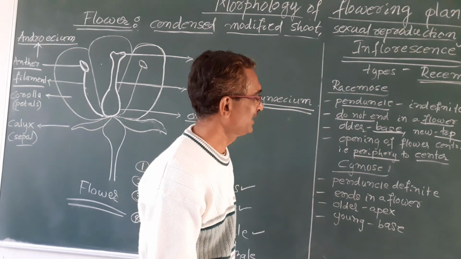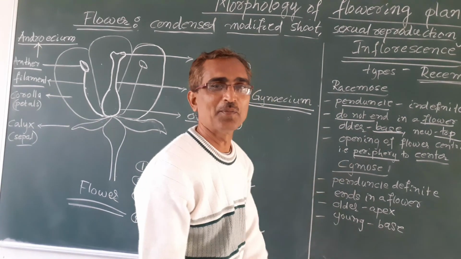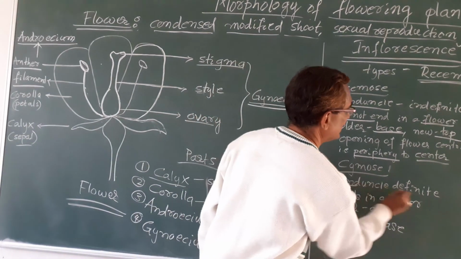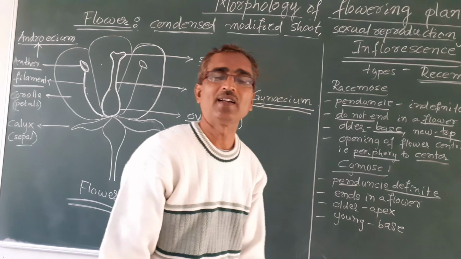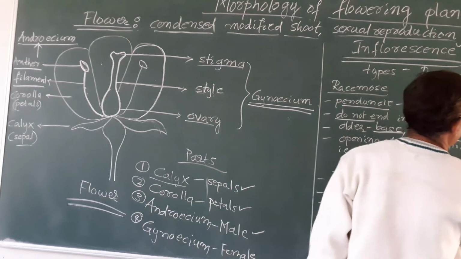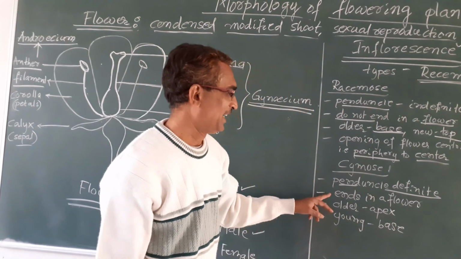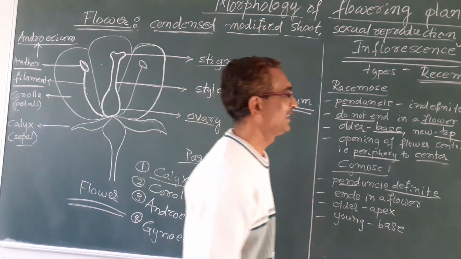And the next one is the cymose type of inflorescence. Here the growth of the peduncle is definite. The peduncle grows definitely, and this peduncle always ends with a flower.